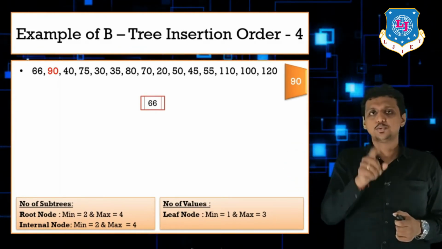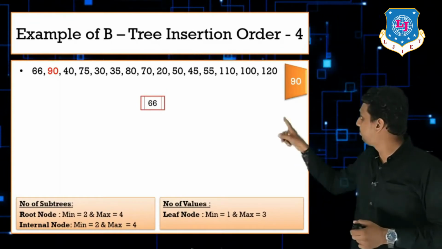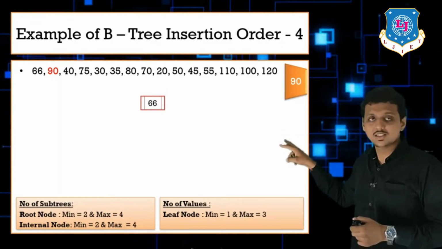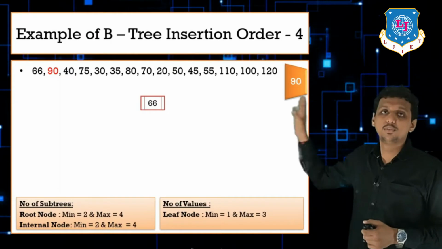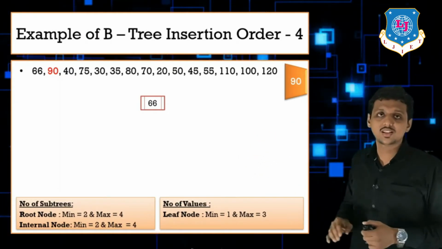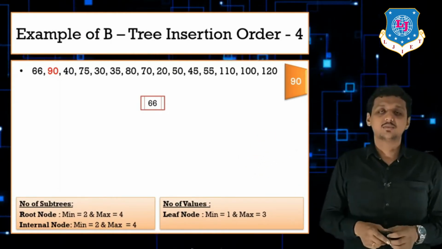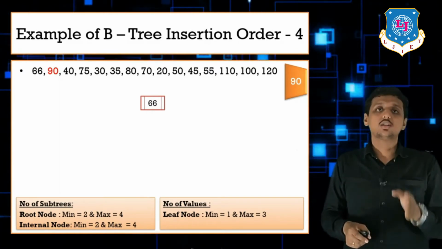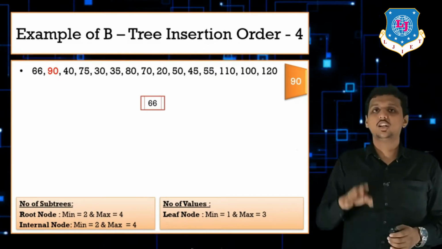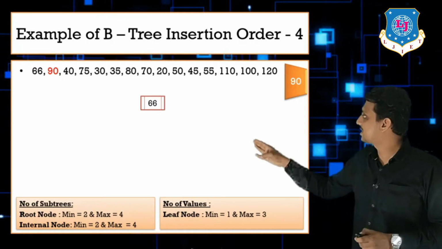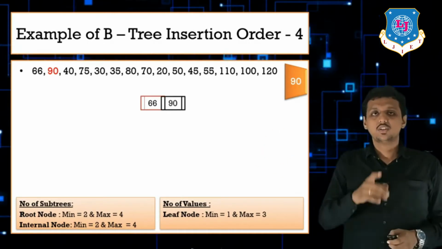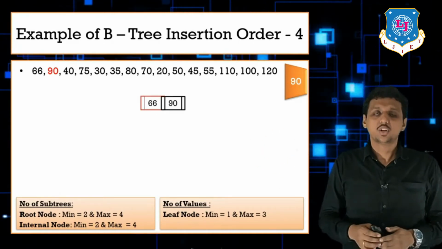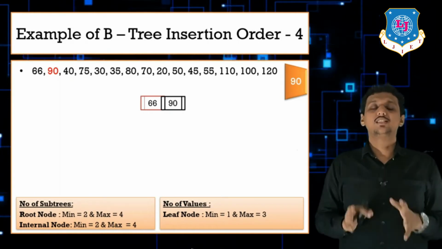But can you tell me the position of 90? It must be before 66 or after 66. It is after 66. Why? Because we are inserting the data in ascending order, and for that first we'll have 66 and then 90. So here it is, 90 with us. Okay, so 90 is successfully inserted.